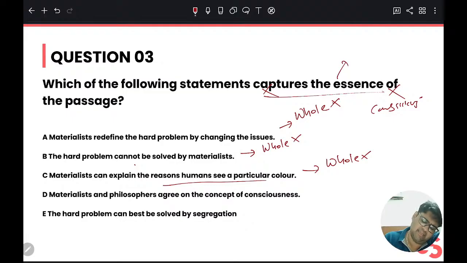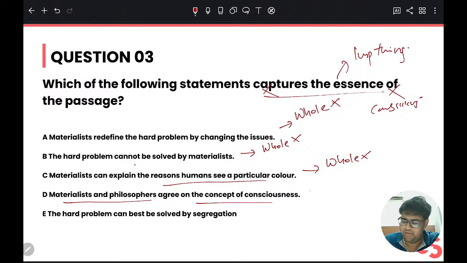Essence means what is the important thing in the passage? Materialists and philosophers agree on the concept of consciousness. No, they don't agree. Philosophers have an optimism that materialists will break down the concept of consciousness when science improves. There is no agreement on the concept of consciousness.